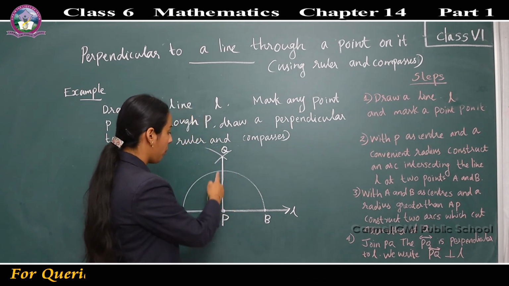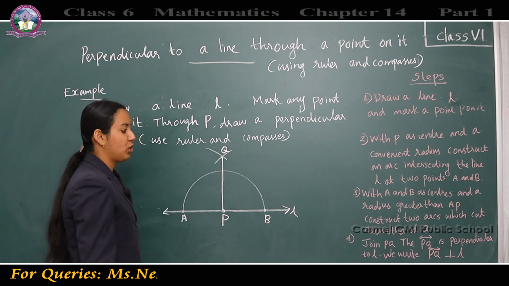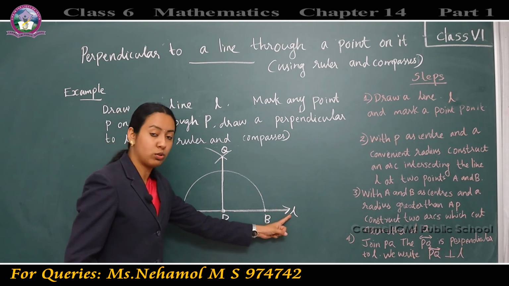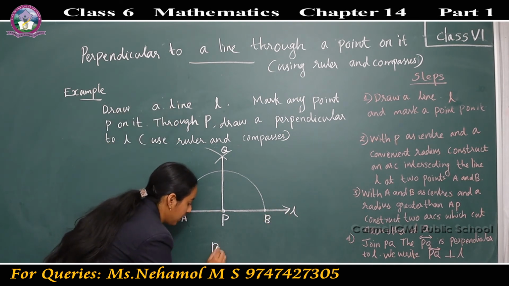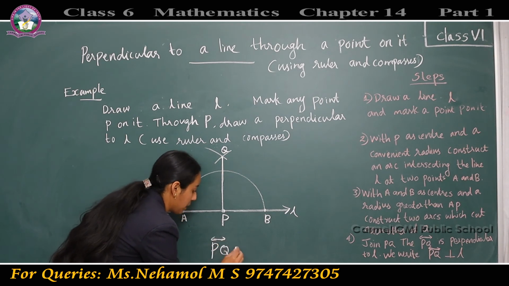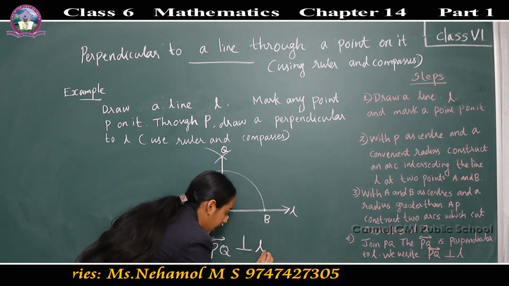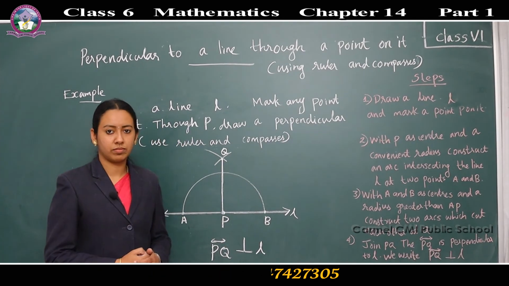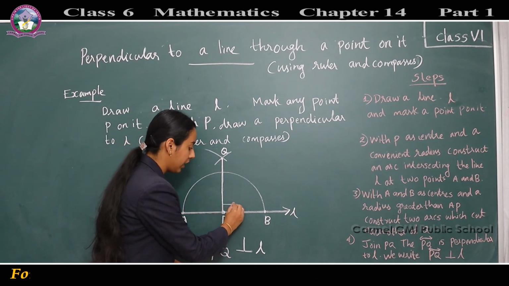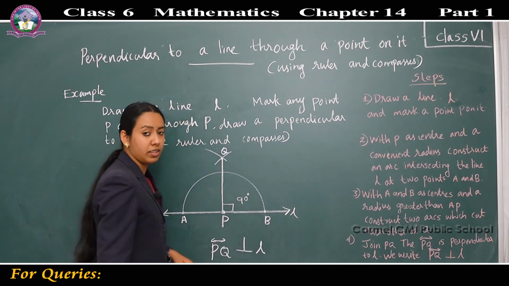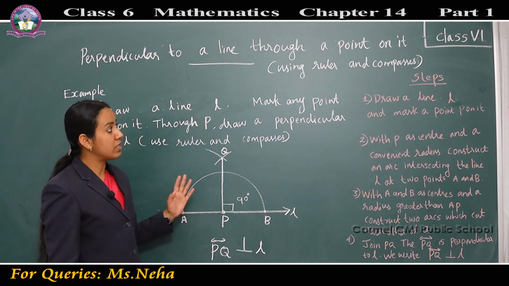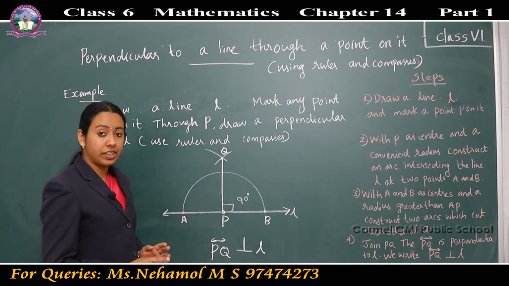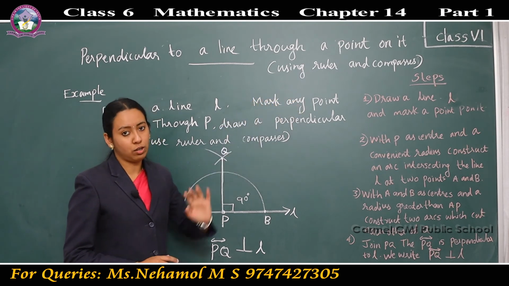PQ is perpendicular to line L. We write PQ perpendicular to L. Now, we know that this angle will be 90 degrees, right? This is the procedure we used to construct an angle of 90 degrees using ruler and compasses.